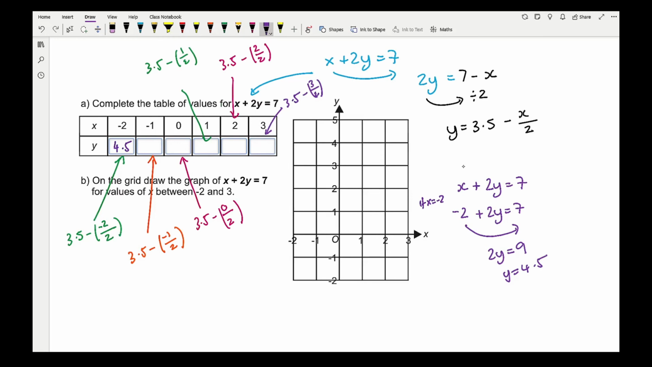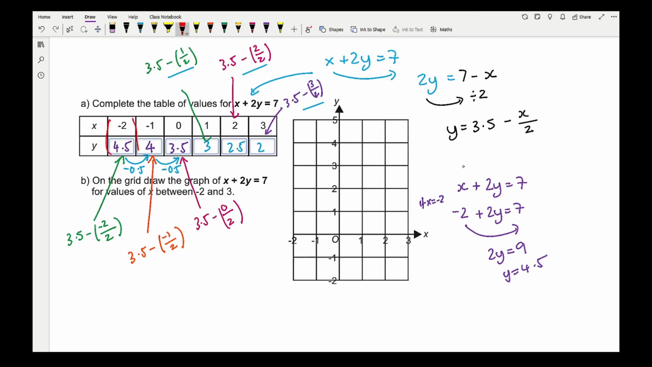So this one here is going to be 4. And the next one is going to be 3.5. Now you can see that the numbers are going down by 0.5. This is what I mean about being smart. Without having to do any form of working out, I can think, right, I'm just taking away a half from each one. So the next one's going to be 3, then 2.5, and then 2.